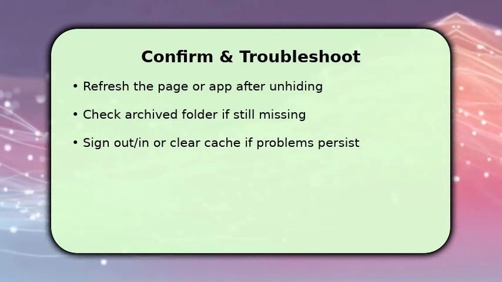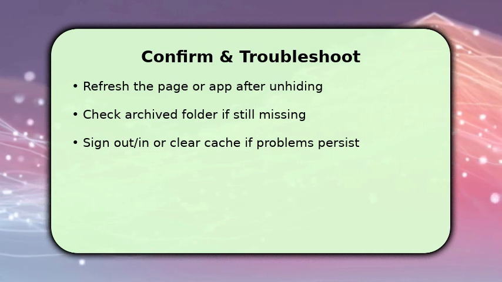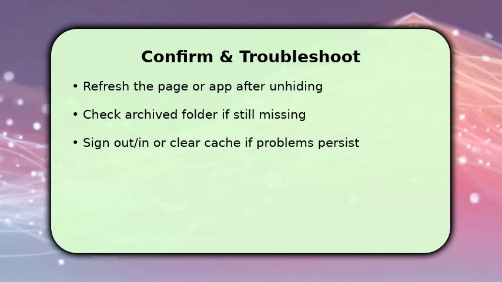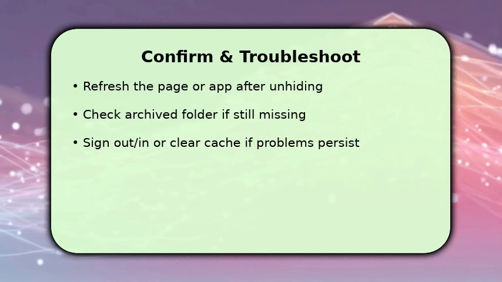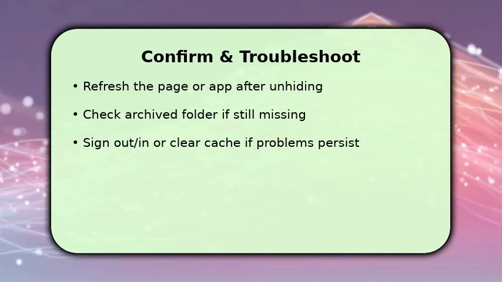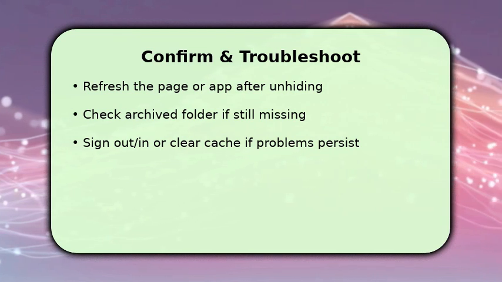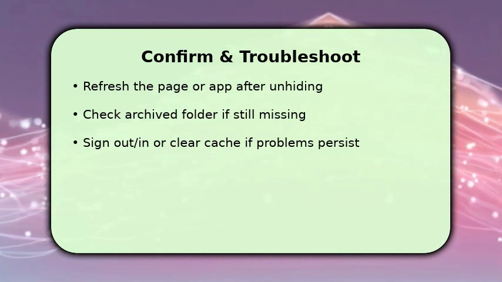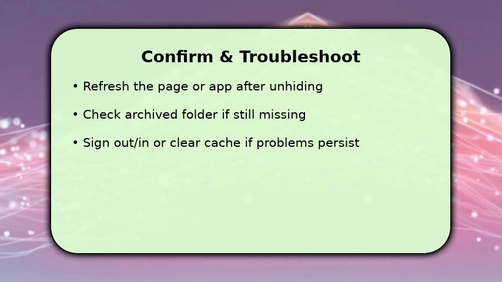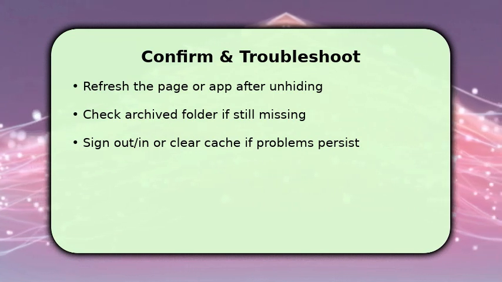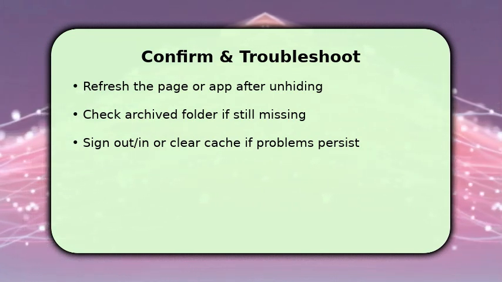If the thread still isn't visible, open the Archived Conversations folder and repeat the action there because some threads require unarchiving from that view. If problems persist, sign out and back in, clear browser cache, or update the app. These steps fix sync issues. If none work, contact your G Suite admin for account-level restrictions.